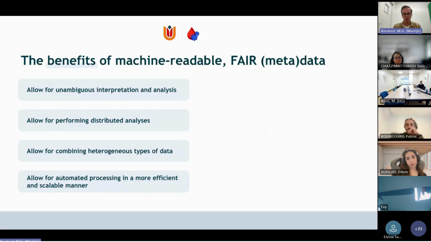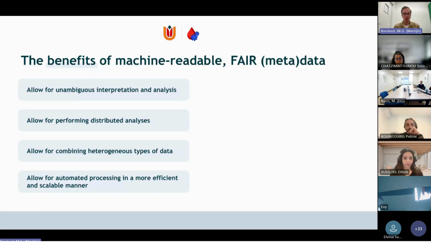And what are the benefits then of these machine-readable data? Well, first of all, I think I mentioned this already. If you really describe your data set well, it allows for unambiguous interpretation and analysis. So if you see your data set 5 years from now, you still know what your data set is about, but also a computer can really understand what your data set is about if you've described that to the core.